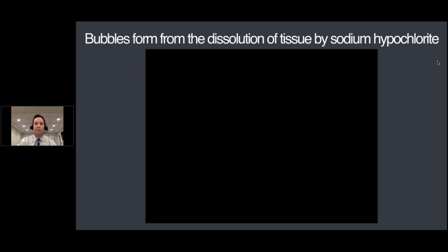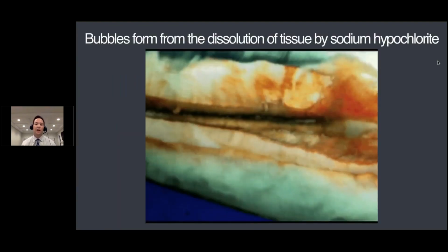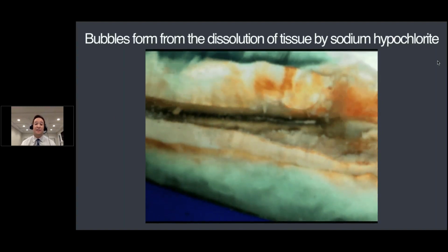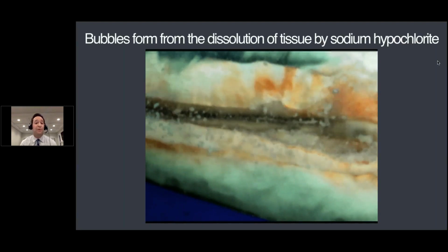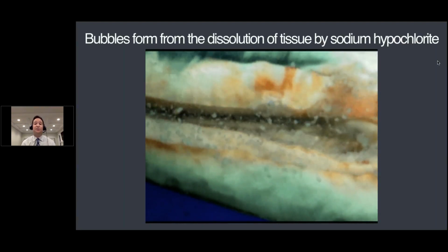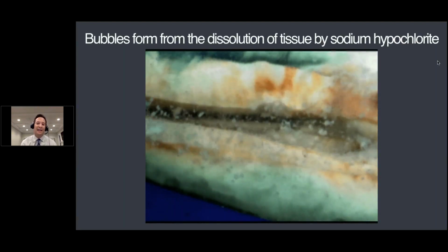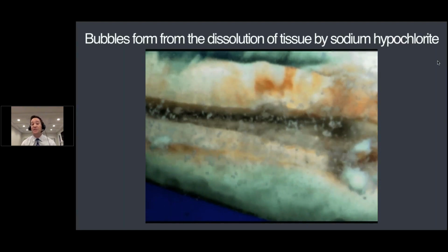And so I'm going to show you in a couple of different ways what this looks like within the canal when you have sodium hypochlorite dissolving tissue. And that's probably the number one best property of sodium hypochlorite, that it allows us to dissolve tissue while being highly antibacterial. But look at what it does. It creates bubbles. And bubbles in and of themselves pose a significant challenge to increasing and furthering our irrigation.